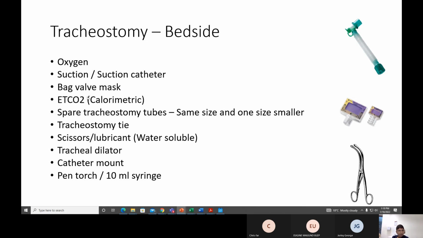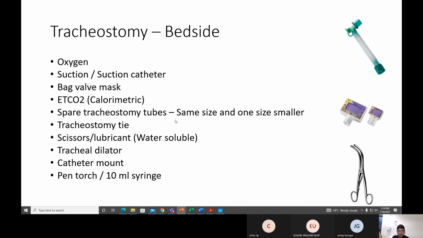An end-tidal carbon dioxide calorimetric device. Here it is. This is helpful in checking if the tracheostomy is in good place, like it is within the trachea or not. If there is carbon dioxide coming out in the exhaled gas, this will change color to yellow. So this helps you to confirm that the tracheostomy is in good position. So it's better to have one at bedside.